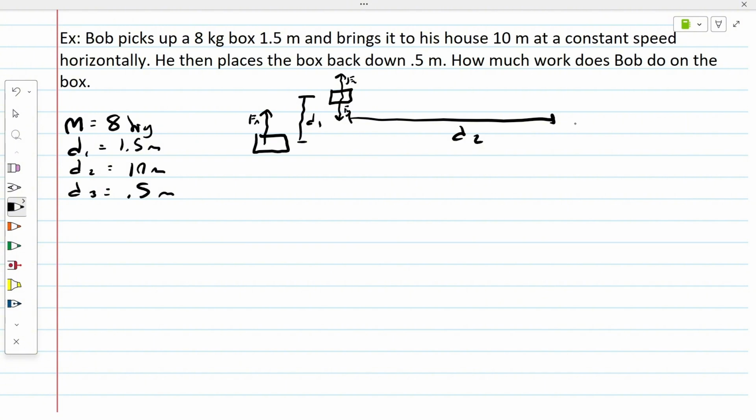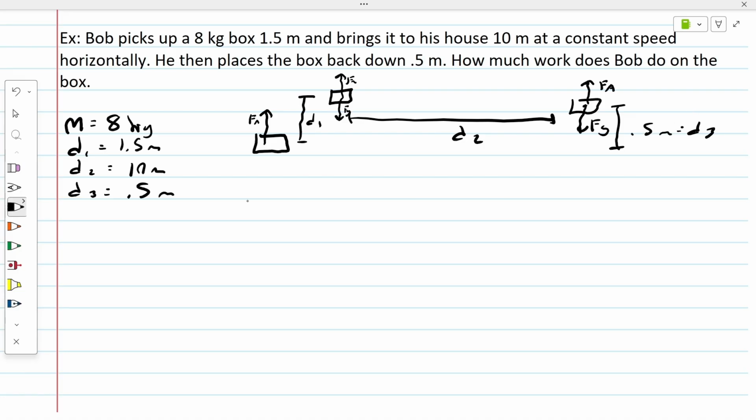And then we have placing the box back down. So now the box is over here and it's going down 0.5 meters. But we're trying to find how much work does Bob do on the box. So the force of gravity is pulling this box down, but Bob is still applying this force upwards. So the force is up, but the distance is down. This distance is d3.